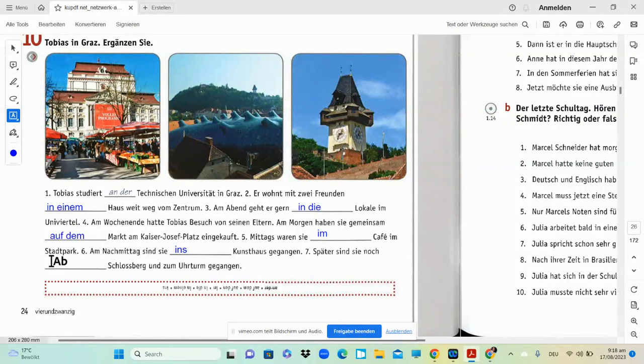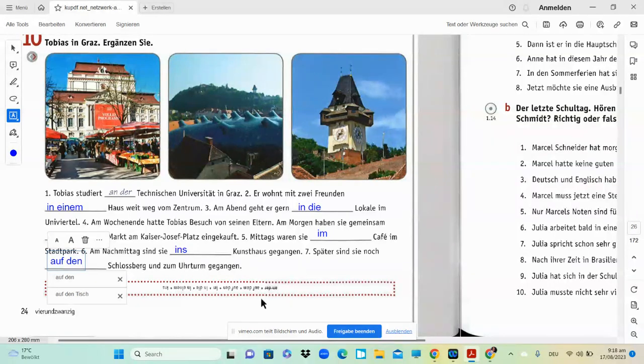Später sind sie noch Schlossberg. So what is Schlossberg? This is Schlossberg. Okay, so Schlossberg, you can say it's kind of a castle. Okay, so später sind sie, over here there is no motion. Später sind sie noch, okay, sorry, gegangen, na? So again here is motion, that's why it's going to be accusative. Since it's accusative, auf den Schlossberg zum Uhrturm gegangen.